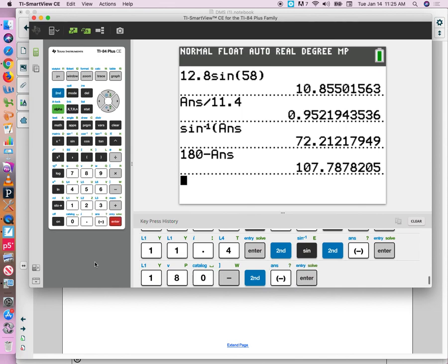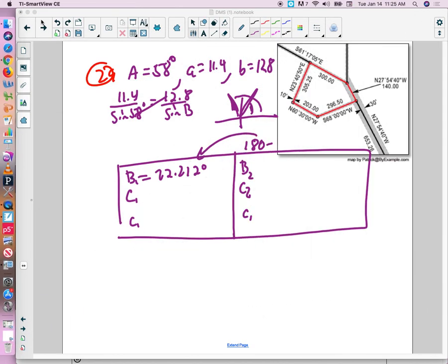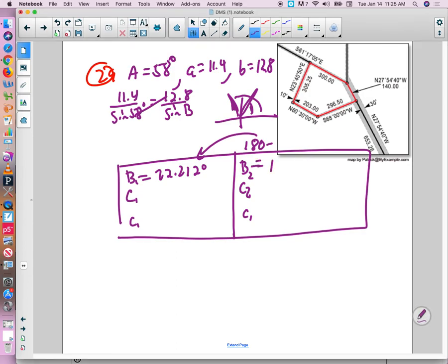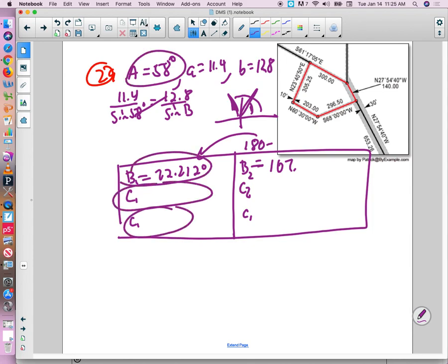It also could be 180. Somebody could go, oh, I love the 107 degree angle. That's the one I want. Okay? 107 point whatever, because I know we need to go. Finishing up. Okay, now watch. Do you see how you could go back to this triangle and use this A and B to find your C's? And then go back to this triangle and use this A and B to find your C's.